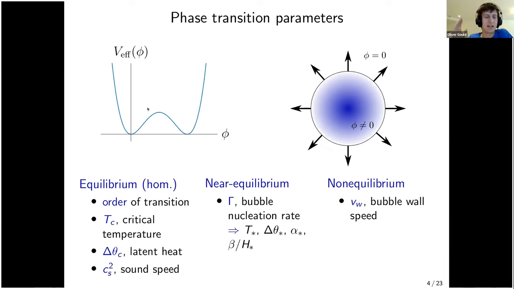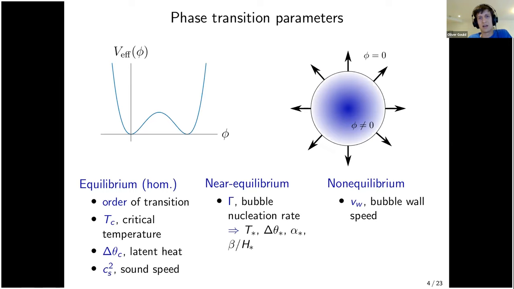We're imagining there's some scalar field and there's some effective potential for the scalar field. And as the temperature varies, at some point there are two minima, and at some special temperature, the critical temperature, those two minima have the same height. And as the temperature changes, the height of the minima varies. So if there are two minima with a barrier between them, we have a first order transition. And that's the most basic quantity characterizing the phase transition, its order. We can also calculate its critical temperature, its latent heat, and the sound speed, all of which just depend on homogeneous quantities, the homogeneous phases, basically.